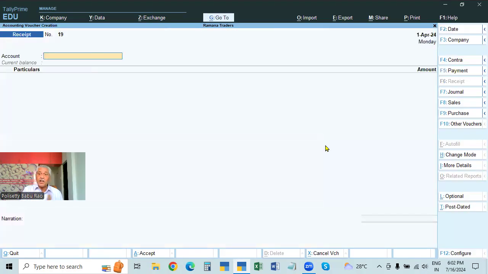That is very easy also. With this, we do not look at debit or credit, so the entry is also very easy. That will be there. Okay.